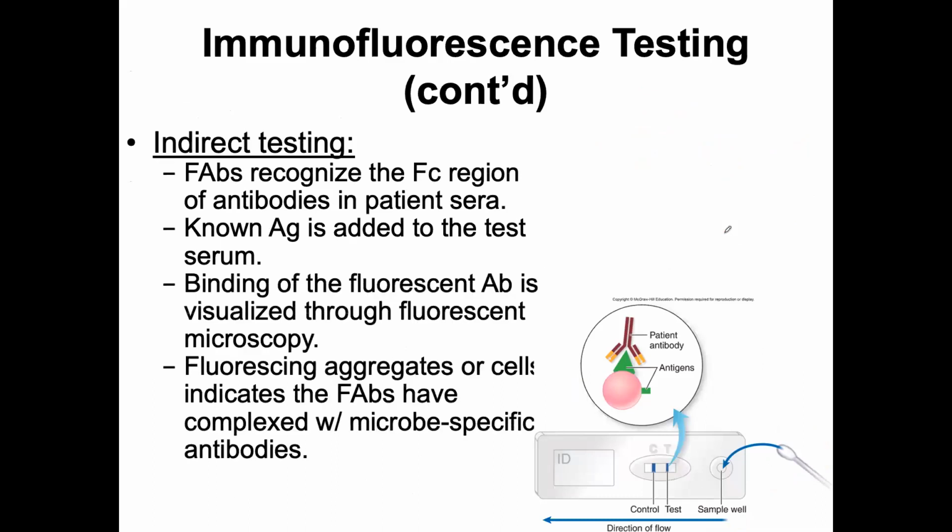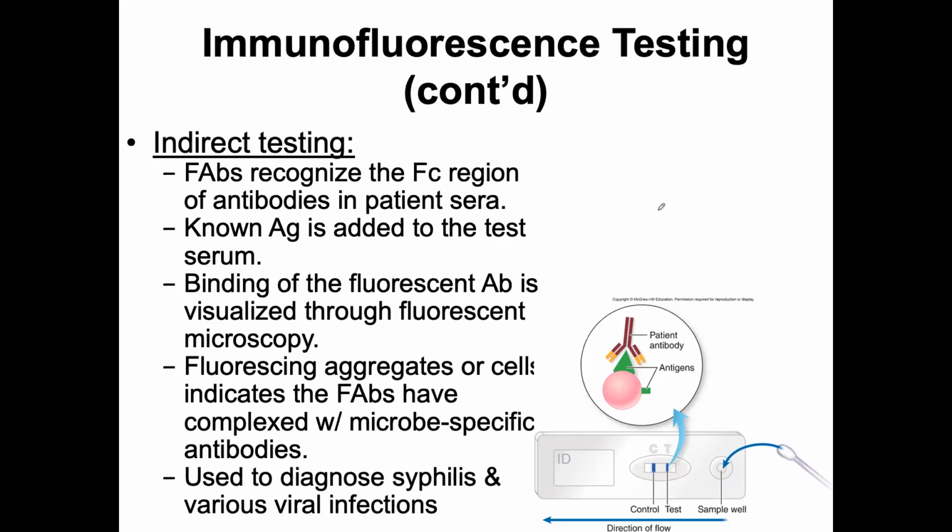Indirect testing is where antibodies recognize constant regions of antibodies in the patient. Known antigen is added to the test serum, and the binding of the fluorescent antibody is picked up with a laser that causes the dye that's attached to the sandwich of antigen and antibody to glow.